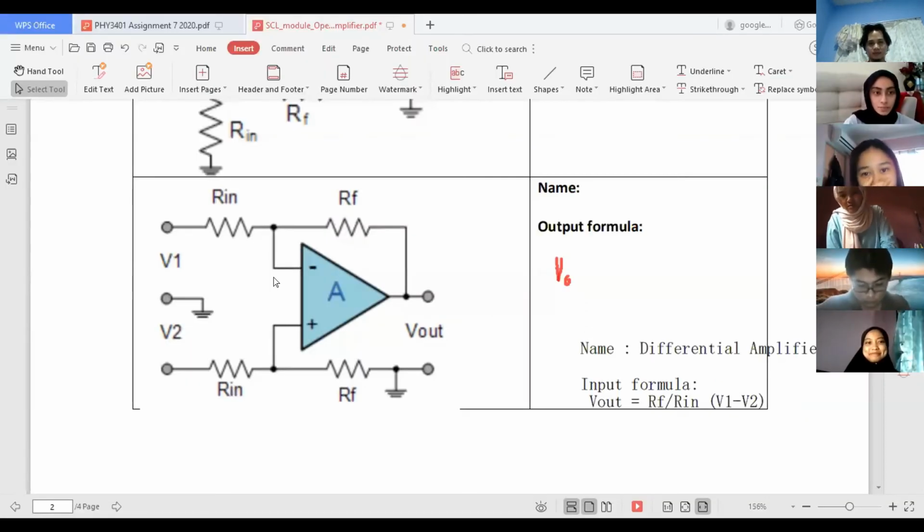So for question number 3, the name is differential amplifier because it has 2 inputs. So bila 2 inputs ni kita akan ambil the difference to produce the output. So nama dia jadi differential amplifier. So, output formula untuk differential amplifier ni V output equal to RF over R in, and kita akan timeskan dengan V2 minus V1. Ni sebenarnya terbalik, dia supposedly jadi V2 minus V1. So that is for differential amplifier.